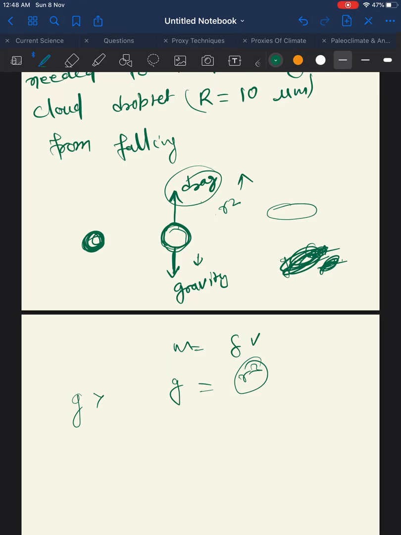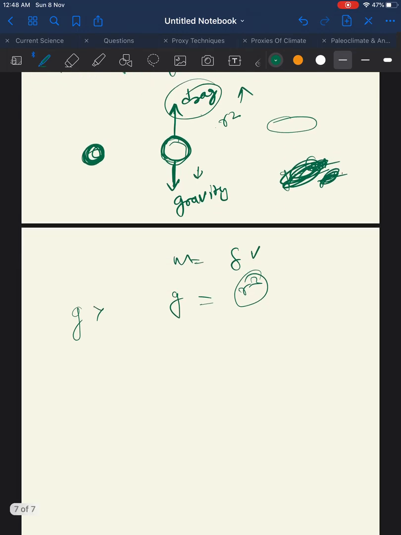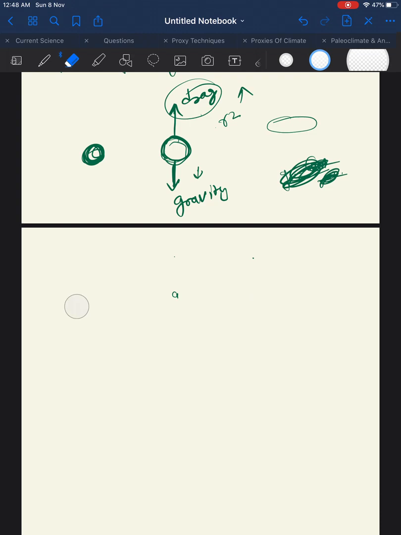Terminal velocity is what? Suppose any object is falling down. There is a point when gravity is equal to the drag. Then there is no further acceleration. It will fall down with a certain velocity, and that velocity is called terminal velocity. So this is the whole concept behind it. Now let's solve it. Hope you understand.